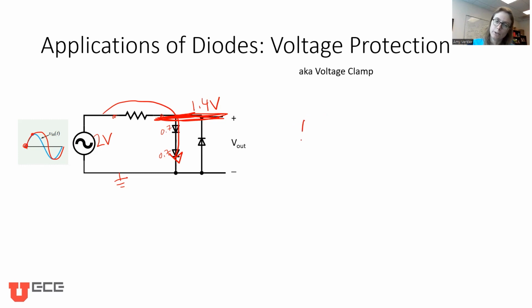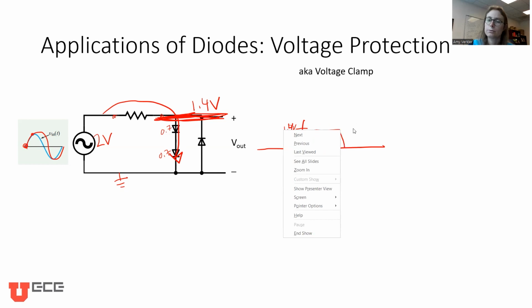So let's draw the output now. So we said the output was just following the input until we hit 1.4 volts, and then it just went flat. And so then as the voltage starts coming down on the sinusoid, again, once it gets below 1.4 volts, start tracing downwards here. Okay, what happens when we go negative?